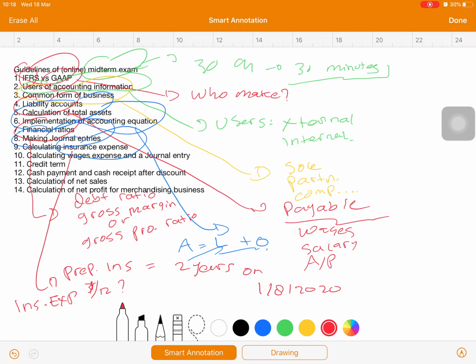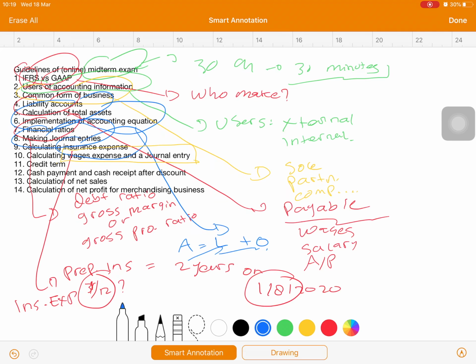So it means that you have to calculate the insurance that already expired for 5 months, from the 1st of August until 31st of December. It's 5 months, right? So you have to calculate the insurance expense, or the insurance that has been used, or insurance that has been expired for 5 months only. Okay, not 2 years but 5 months. And then you have to understand how to make the journal entries. And then next you have to make the journal entries of calculation of wages expense and the journal entry.